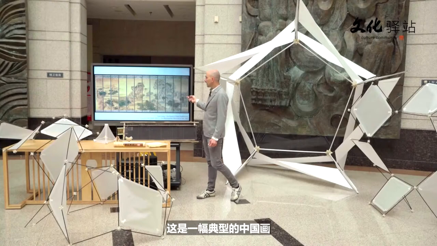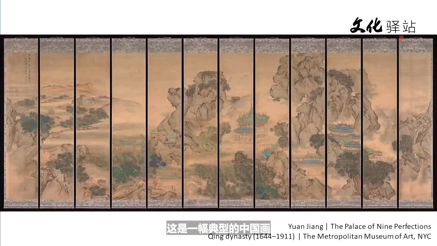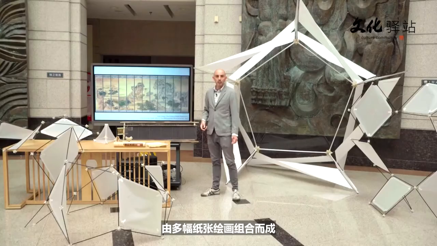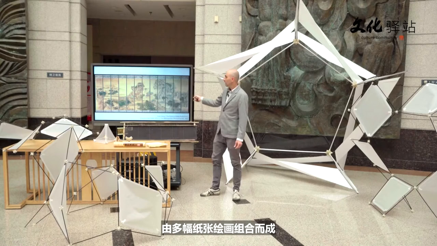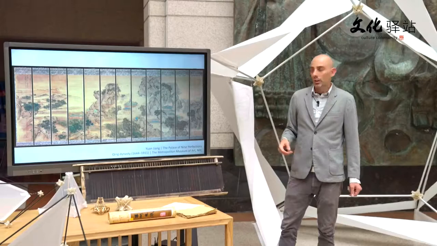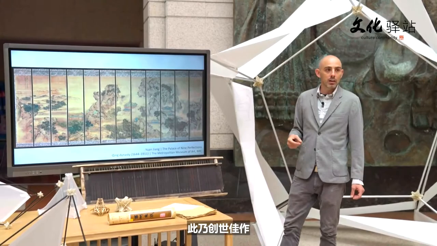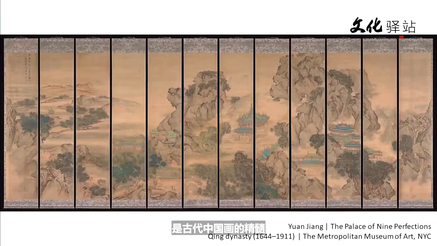Here you can see a quintessential example of Chinese painting. It's made on these scrolls, and there are many of them to create a multi-piece composition. This painting is a masterpiece and is quintessential of Chinese painting from the past.